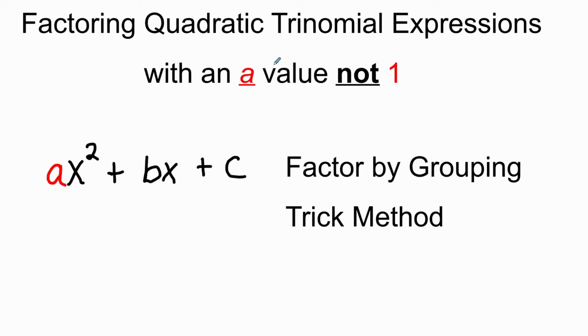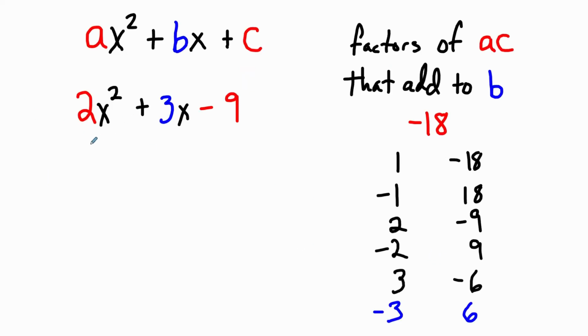Okay, factoring quadratic trinomial expressions with an a value not 1. This a value could be 2, it could be any other number. In the previous video we did when a was 1, this one is when a can be any number. So factor by grouping is the method we're going to use. However, I'm also going to show you a trick method to make it much quicker. Alright, so let's get started.